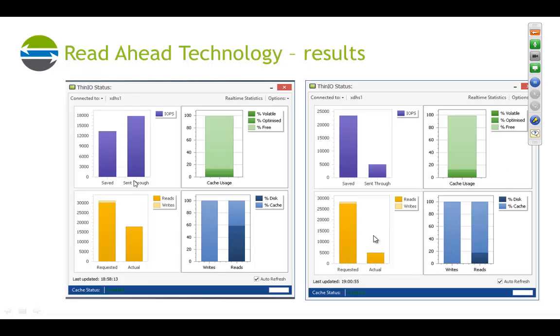And on the right here, you see a machine that was pre-configured for read ahead. So taking these figures and moving them over a bit, you see that this has gone from a relatively smaller percentage than average to a massive reduction. In and around 30,000 IOPS were requested on boot. We only sent through 5,000.